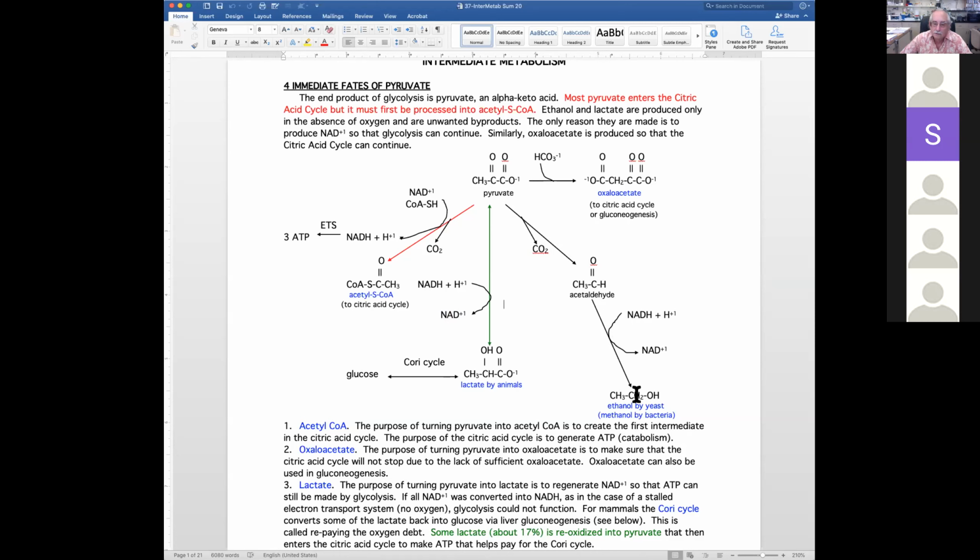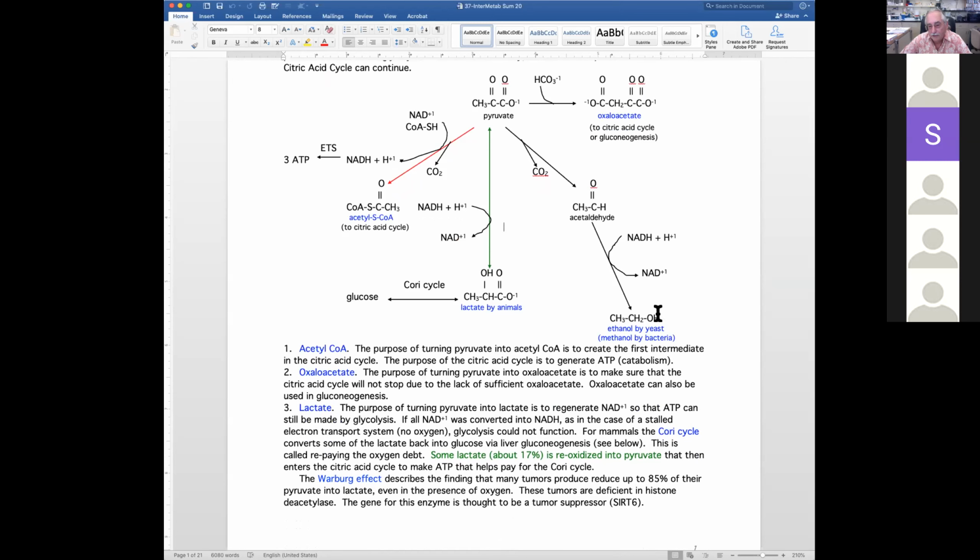So yeasts make ethanol. Most bacteria make methanol, which is quite toxic. But these two things are toxic to themselves as well. The only reason why they're doing it is because they need to regenerate NAD. This is fairly toxic to us. I mean, it can damage muscle tissue especially, but we're forced to make it.